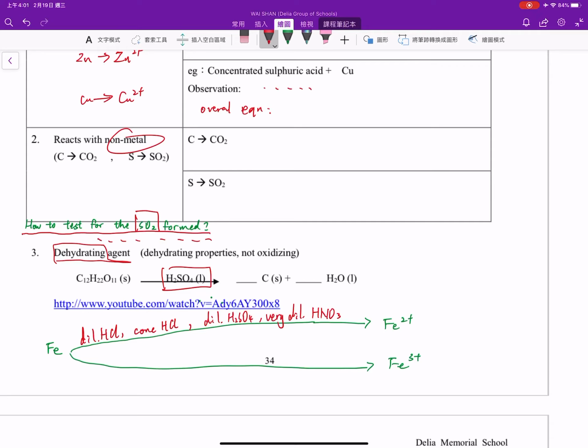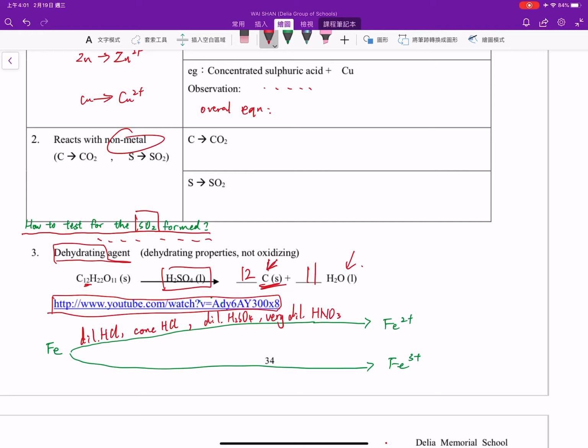Okay, so in this video I have inserted a link into Google Classroom. You can just click that link. You will see where is the carbon and where is the water. You will see some steam given out, and you will see some black solid formed in that video. Okay, so to balance the chemical equation, 12 carbon will be formed and 11 water will be formed. Okay, and this one I have done for you.